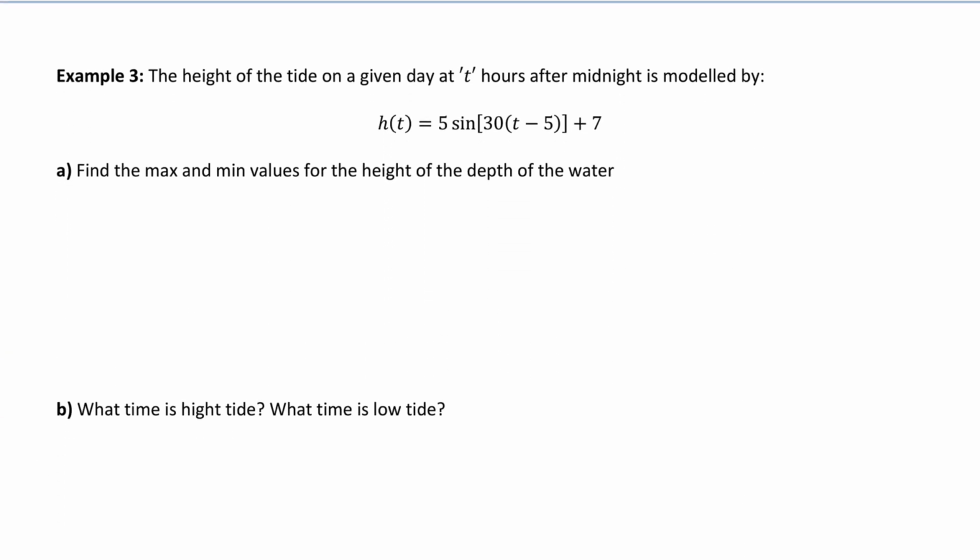This one says the height of the tide on a given day at t hours after midnight can be modeled with this equation. Now, if you don't know how the tide works, well, the tide goes in and out throughout the day, which means the depth of the water at a given point is going to be going up and down periodically throughout the day. And this function tells us that periodic relationship between the height and the time where t is hours after midnight. Part A wants us to find the max and min values for the depth of the water.